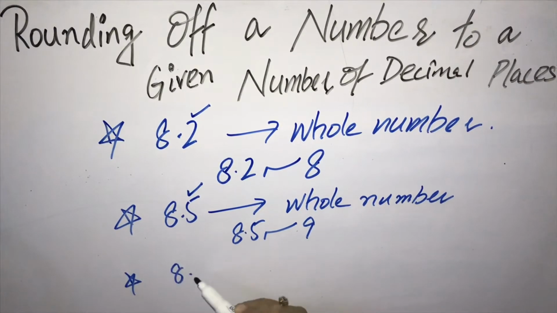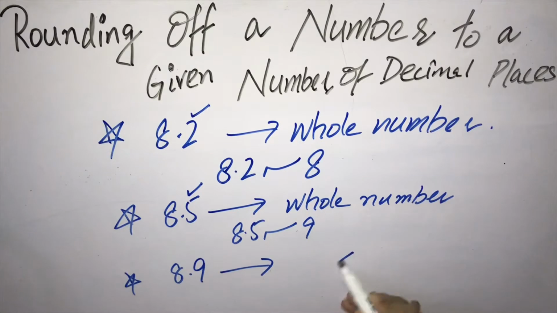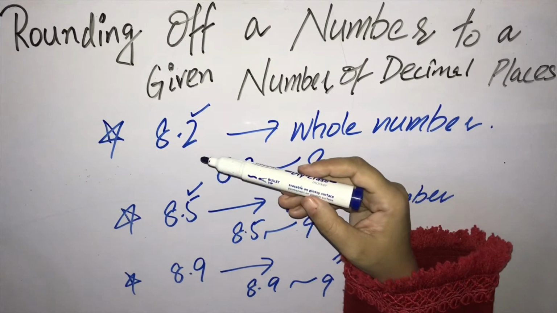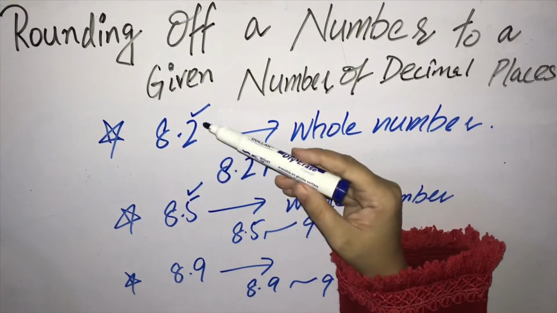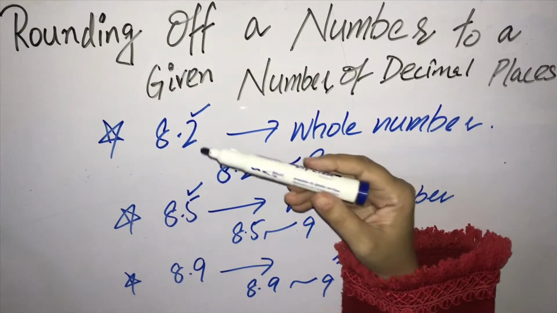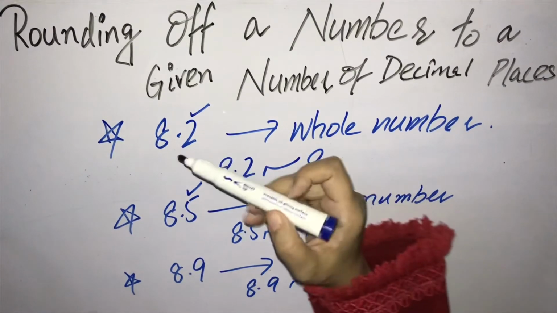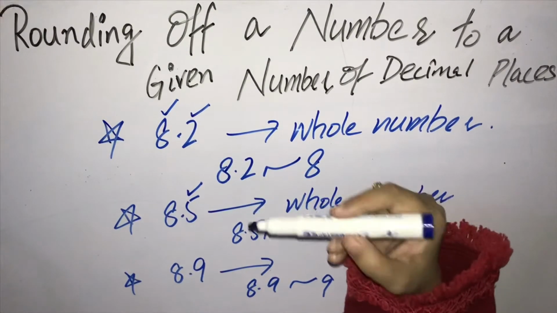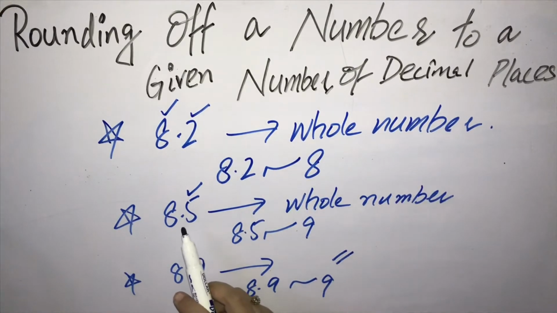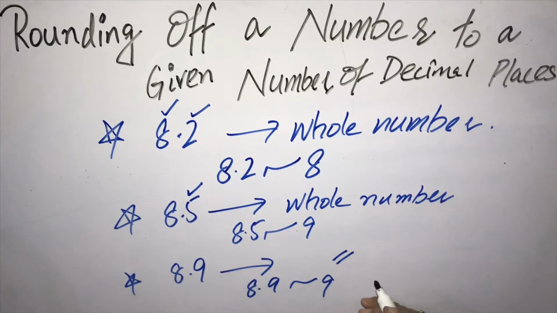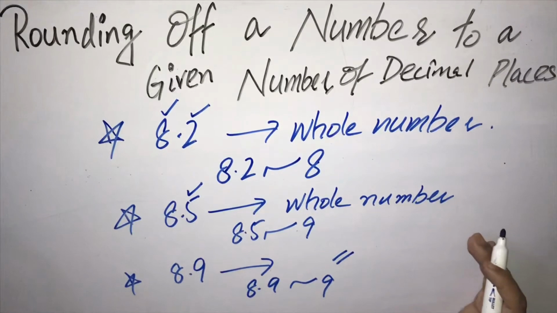Similarly, if we have 8.6, 8.7, 8.8 or 8.9 and we have to convert it into a whole number, we shall make it 9. So if a decimal number has first decimal place less than 5, we shall drop the number after the decimal and take the whole number before the decimal. But if the number after the decimal is equal to 5 or more than 5, we shall give 1 to the number before the decimal, and the next number will be the answer.